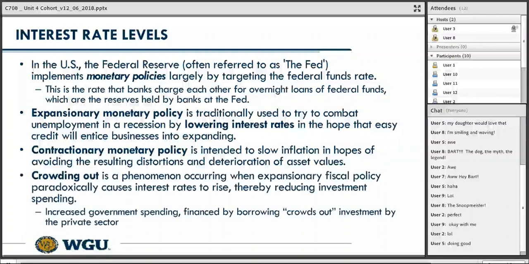And then finally, there's the crowding out phenomena where we've almost overexpanded, and then we have government projects which crowd out private investment.